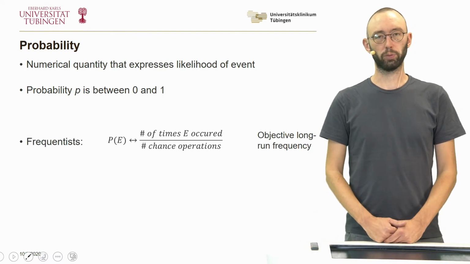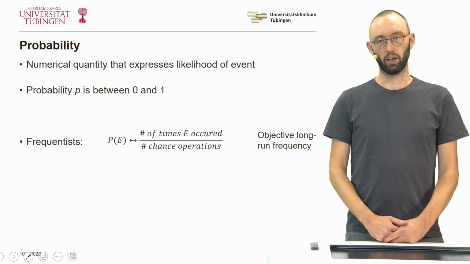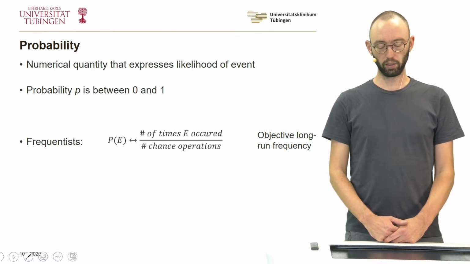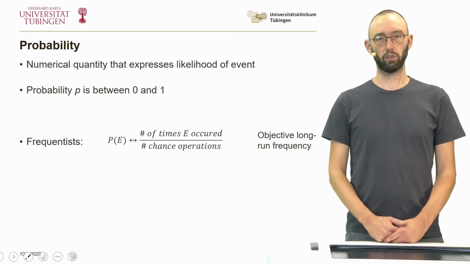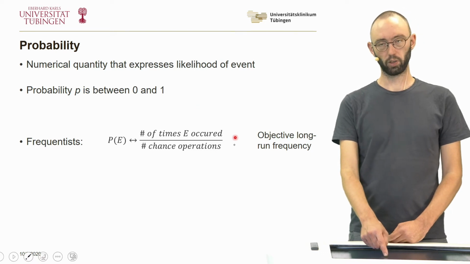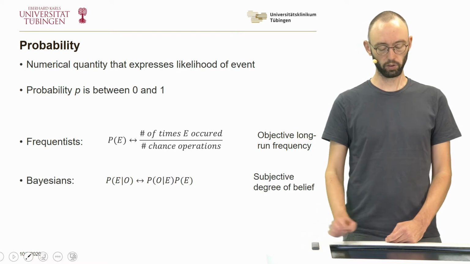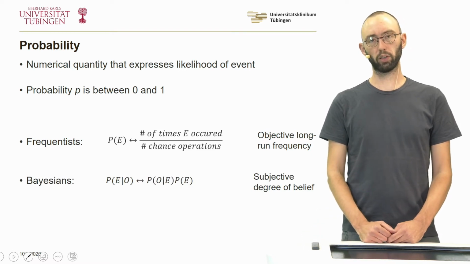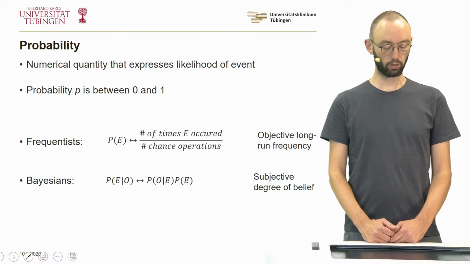So how do you think of probability? Frequentists think of probability as the probability of an event being the objective long-run frequency with which this event occurs across many chance operations. On the other hand, there's a school of thought in probability theory called Bayesianism that believes that probabilities express subjective degrees of beliefs.